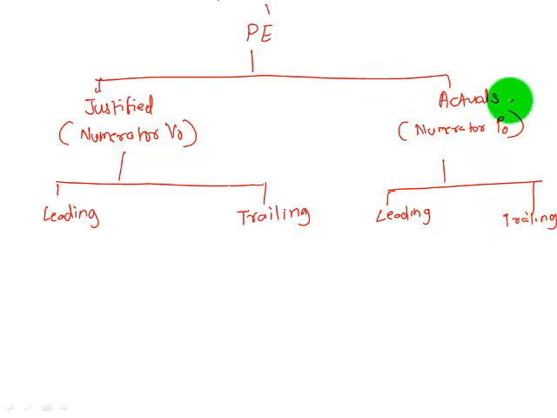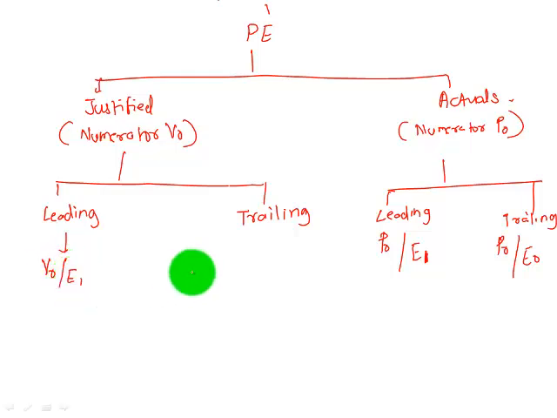For the actuals, we don't have to do much calculation. P0 divided by E1, P0 divided by E0, straightforward. For leading, this is going to be V0 divided by E1, and this is going to be V0 divided by E0. Okay, so you write up to this, and then we would be deriving two formulas. Are we together up to this?